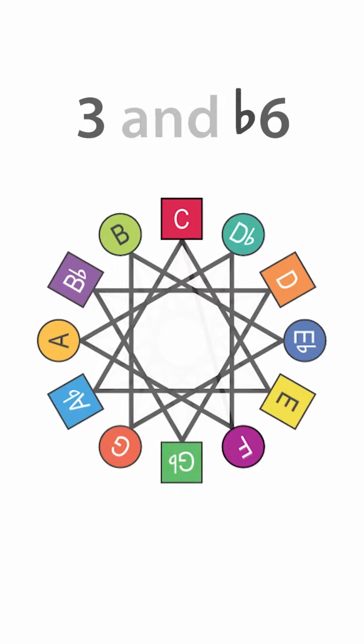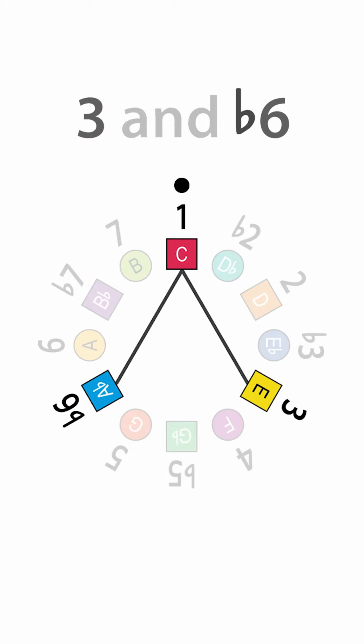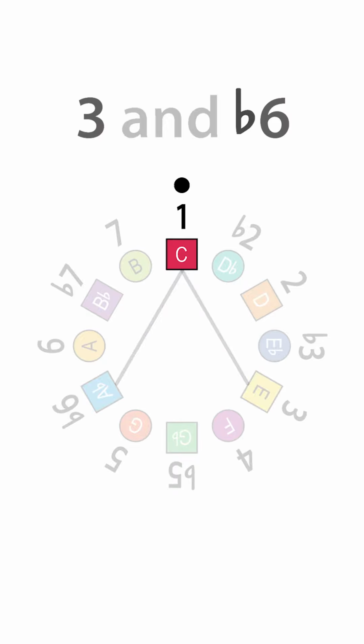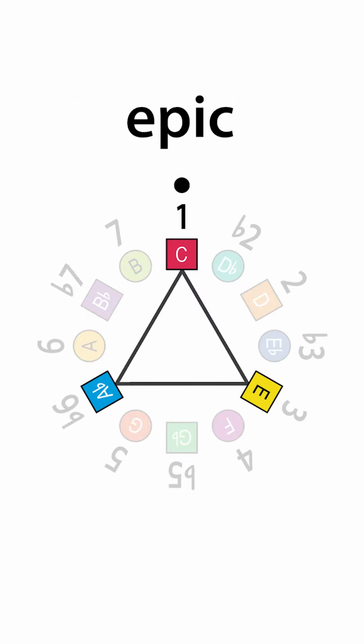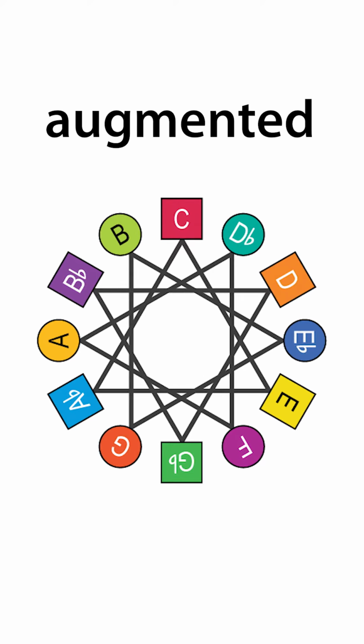The next shape is formed by a group of triangles where each set is separated by intervals of major thirds and minor sixths. Like in the key of C, where C is evenly spaced with E, the major third, and A flat, the minor sixth. The three notes in this triangle create a kind of epic sound, and together they form what's called an augmented chord, with 4 of these triangles in total.